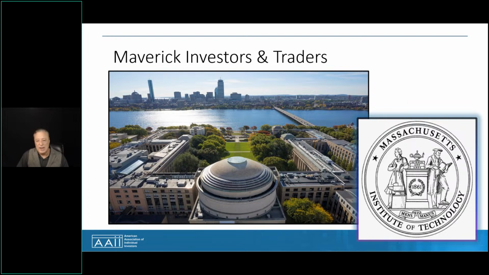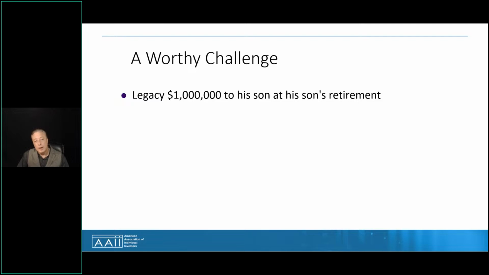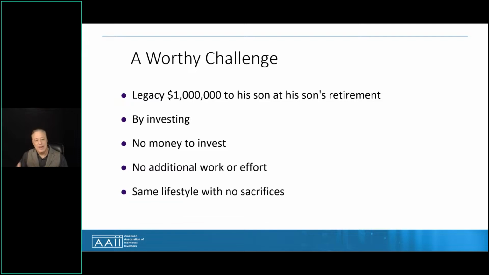We'll refer to him as Shane, as we changed his name to protect the innocent. Shane was going to become a dad, and he wanted the following for his son. He wanted to legacy $1 million to his son at his son's retirement. That's important. It's his son's retirement. He wanted to do this either through investing or trading. He had no money to invest or trade with. He didn't want to do any additional work or effort, which made it a little more difficult. And he wanted to live the same lifestyle with absolutely no sacrifices.